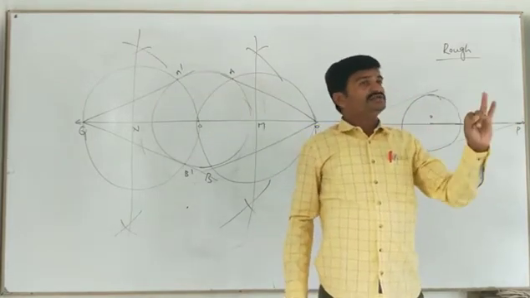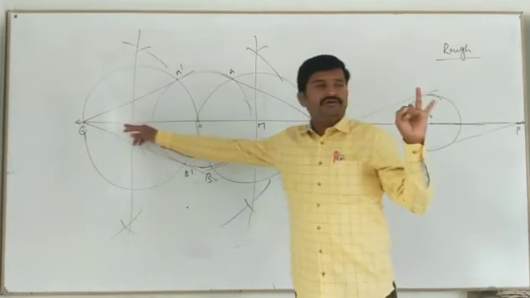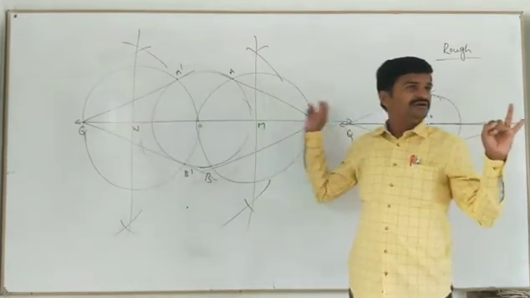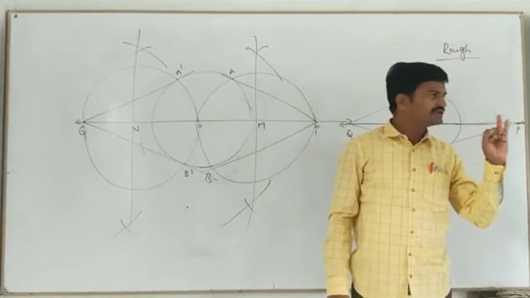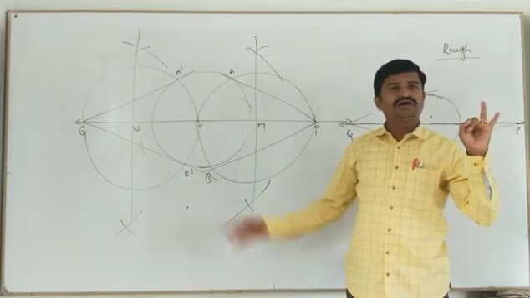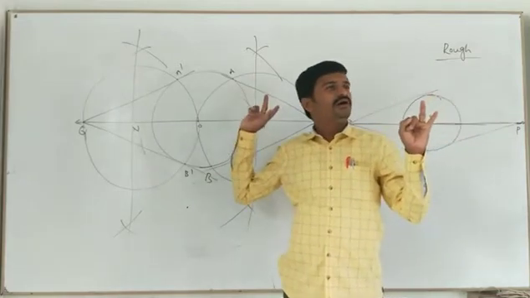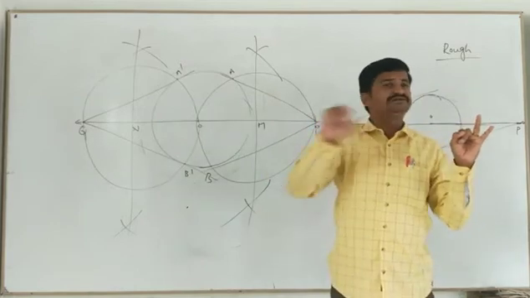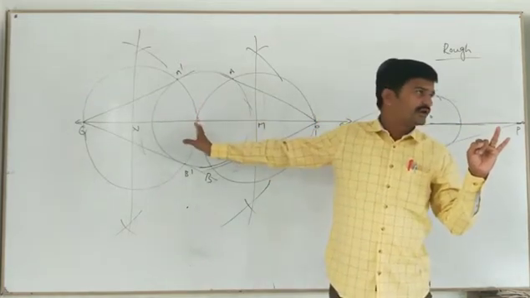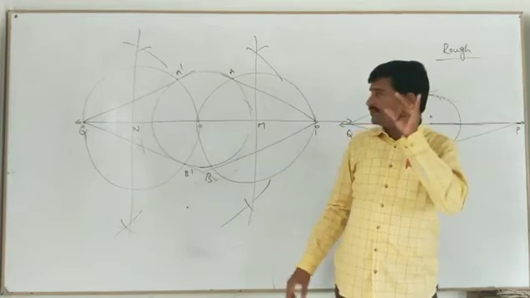Mark the 2 points P and Q on the extended diameter which are 7 centimeters away from the center. That is the second point. Mark the 2 points P and Q on the extended diameter which are 7 centimeters away from O. Are you clear? And next, what we will do?